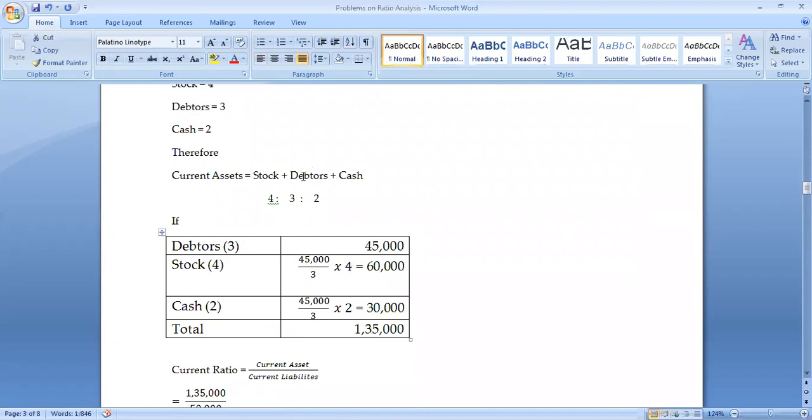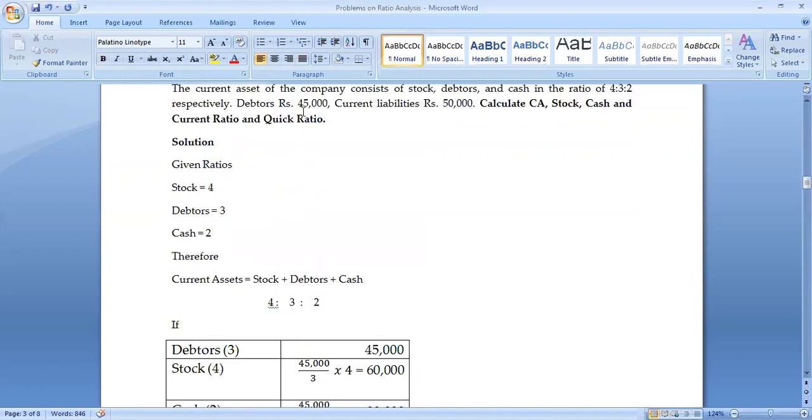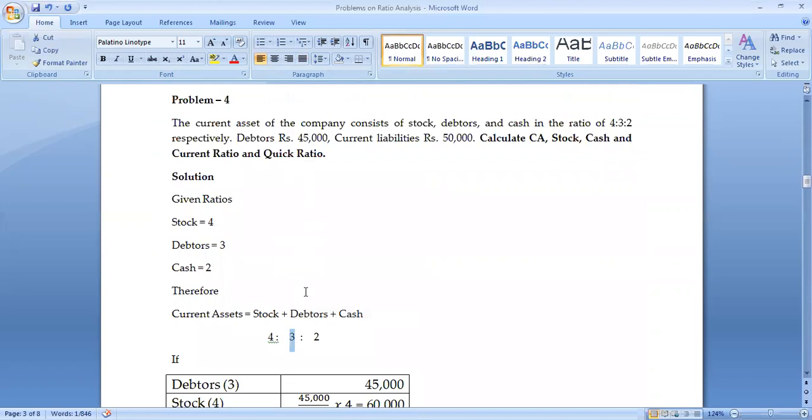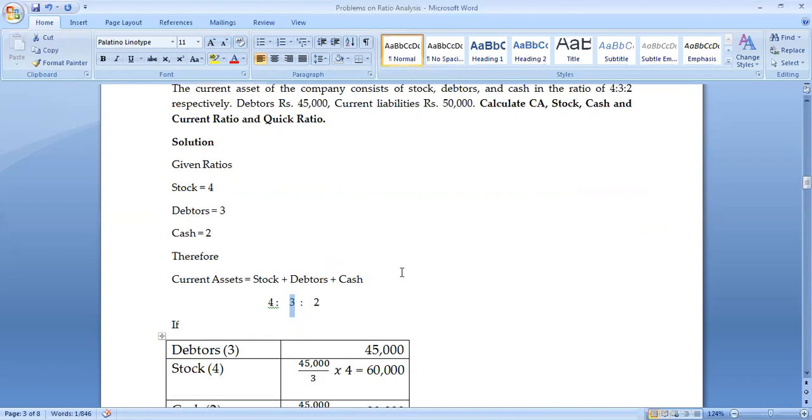So see, out of debtors information, 45,000 is given. So what is the debtors value? The ratio is 3. So out of this information, 45,000 and 3, the given information, you can find out the stock and the cash. Okay. Which means you know only the ratio for the stock, that is 4. I'll do here, see.